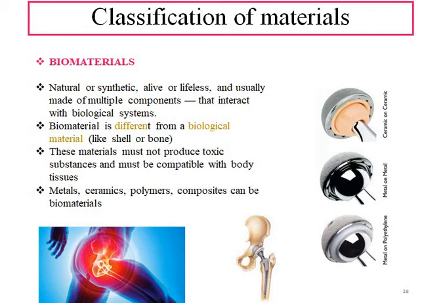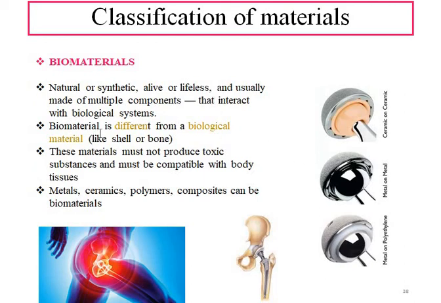Biomaterial, the definition says, is natural or synthetic, alive or lifeless, whatever it may be, and usually made of multiple components that interact with a biological system. It can interact with this biological system. So don't confuse the biomaterial with the biological material.